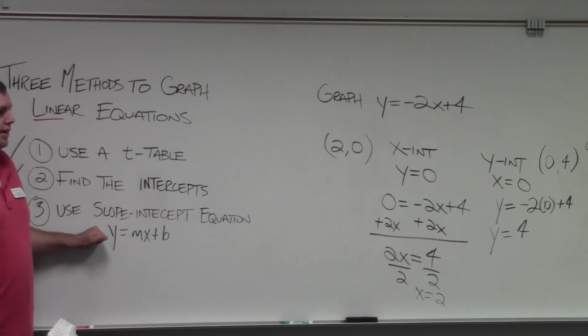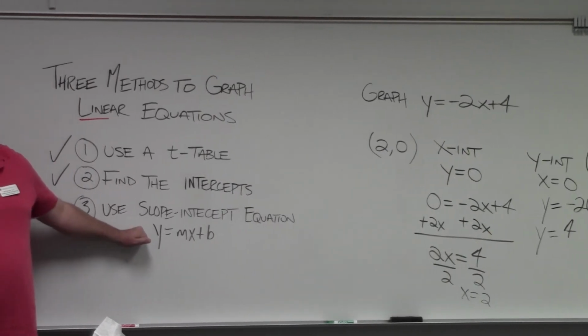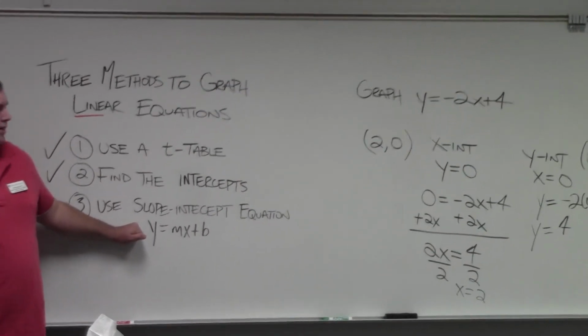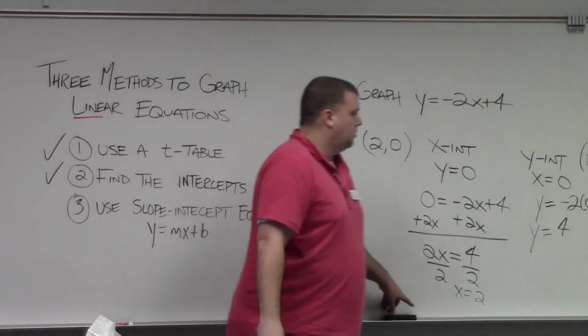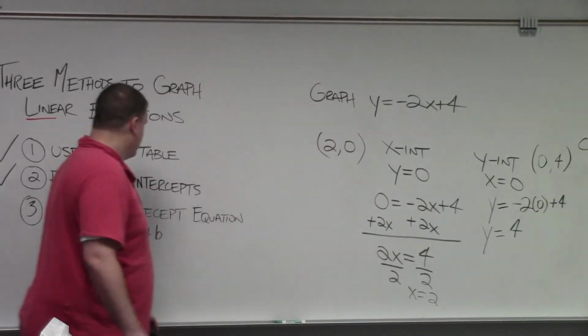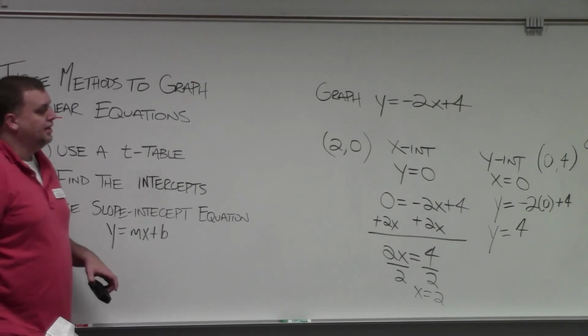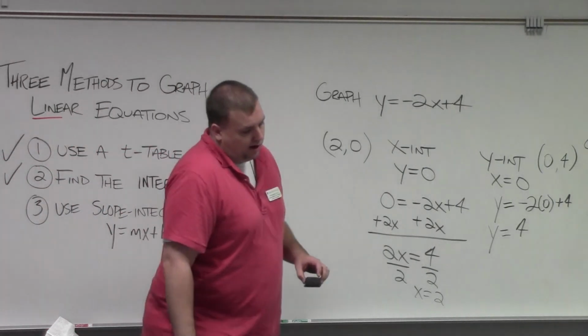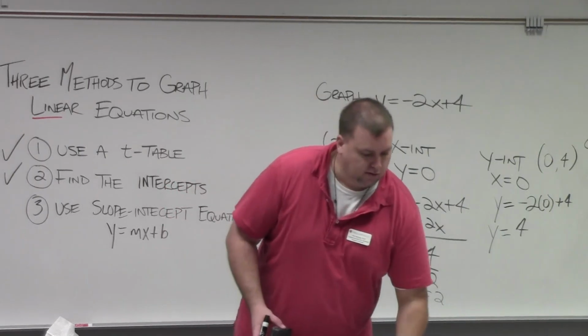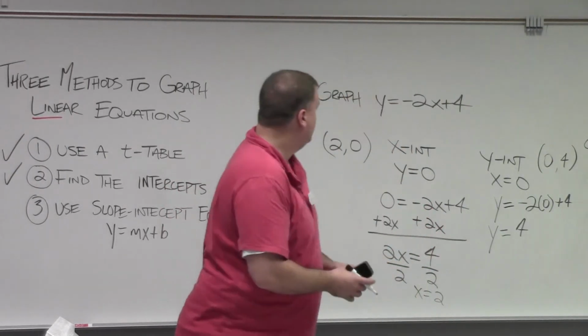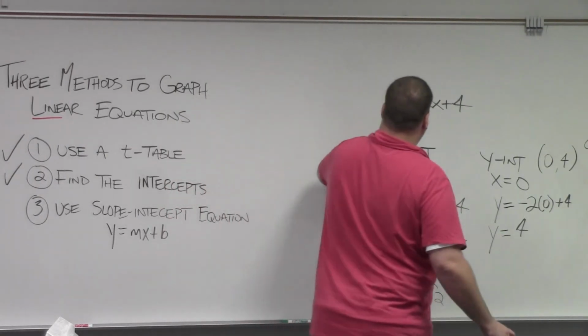So we have one method left, using slope and y-intercept. We're going to cover that, and I'll show you eventually why the third one is always the best one to use if you're given a choice. All right, so let's move over to the next page, which is using the slope-intercept form.